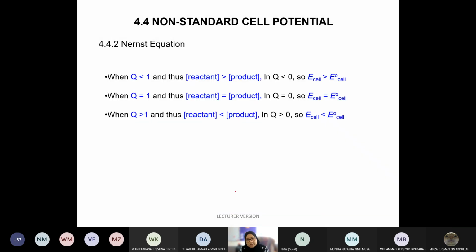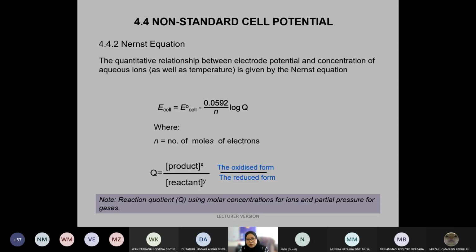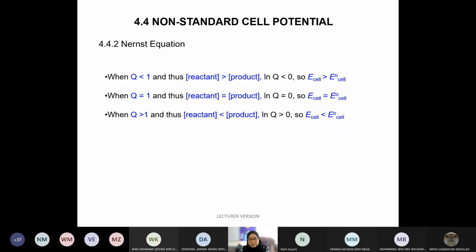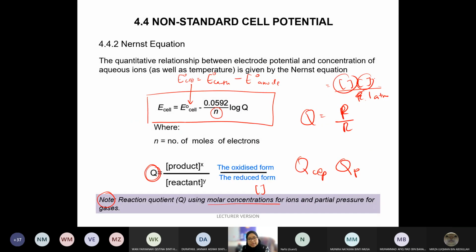And do not be surprised. For example, Q is equal to product over reactant. Suppose the top is all in concentration, and the bottom can be in pressure, say 1 atm or 0.1 atm. Yes, you can combine concentration on top and partial pressure at the bottom, or the partial pressure can be included in the same expression. Top or bottom, they can be mixed together. Right.